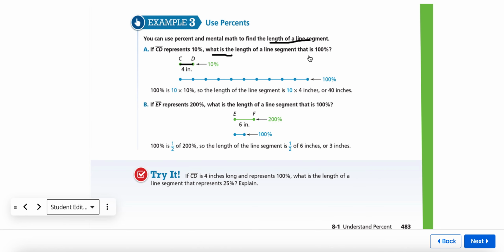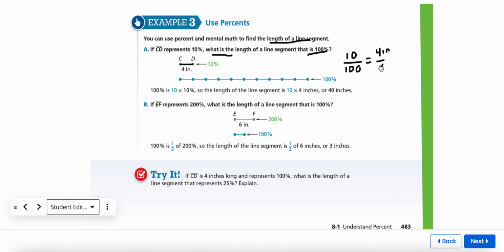What is the length of a line segment that is 100%? Okay, so CD is 10%. What is the length of a line segment that is 100%? So let's see. 10 out of 100. Remember, the 10% is 4 inches, so I'm going to put the 4 inches here. 4 inches out of how many inches would be 100%?